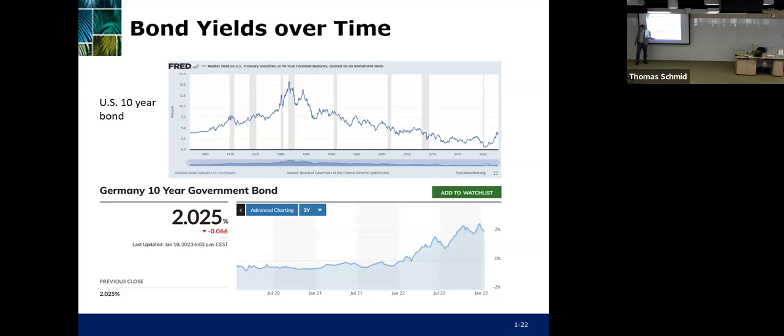So the last point for today that I want to show you is the German government bond yield, the Bund, about 2% here. And that's the time series of the last 4 or 5 years. There you can see something that you don't see in the current yields.